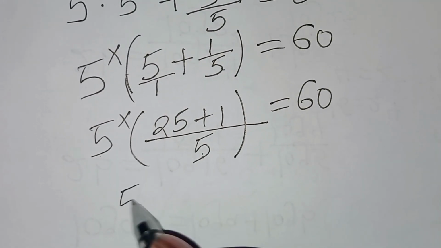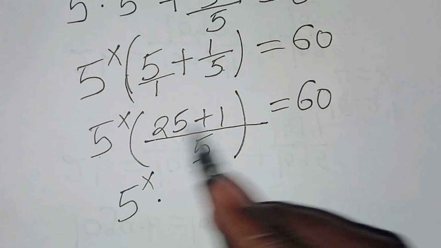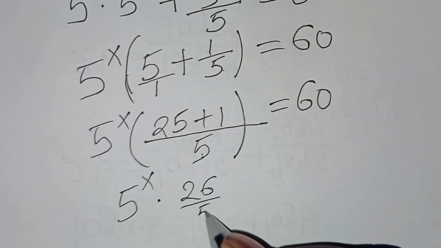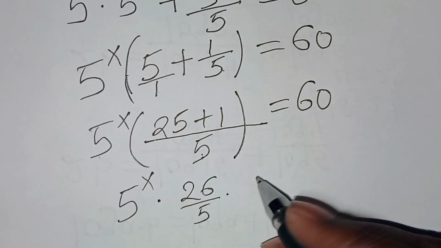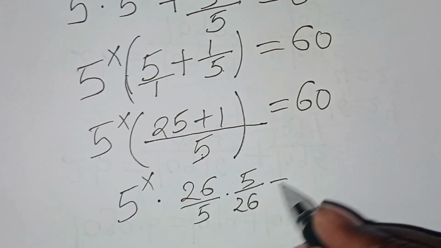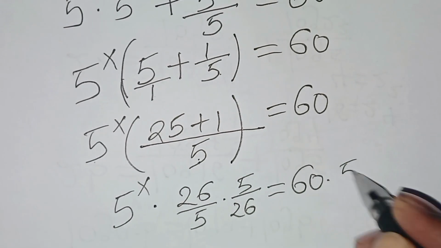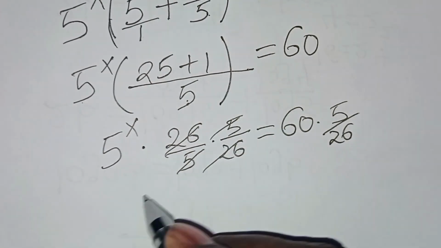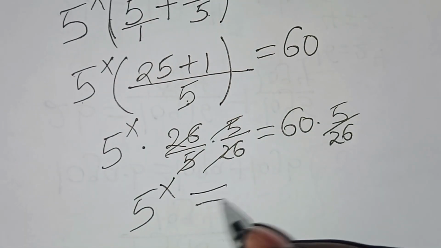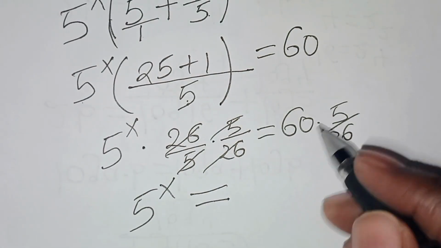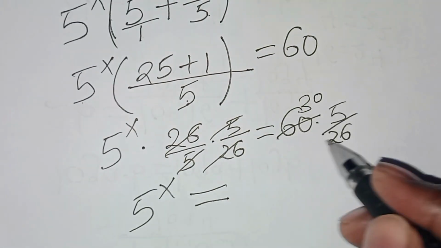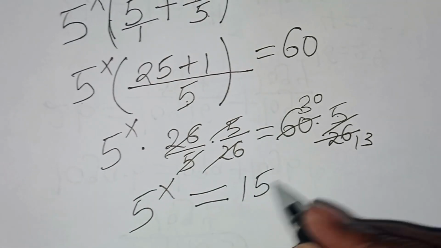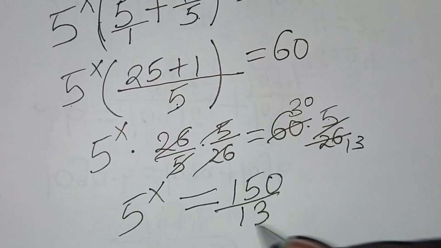The next step here, we have 5 to the power x multiplied by, now this is 25 plus 1, and this is equal to 26 over 5. So from here, we multiply both sides by 5 over 26. Here we'll have 60 times 5 over 26. So let's simplify here, so that here we'll have 5 raised to the power x. This is equal to, now we divide here by 2. 60 divided by 2, this is 30. 26 by 2, this is 13. So we'll have 30 times 5, which is 150 divided by 13.